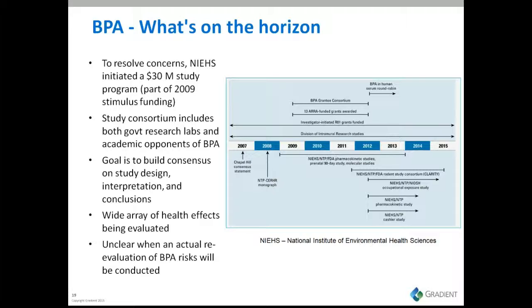But a wide array of health effects have been evaluated. The results have been published starting in about 2013, but it's unclear at this point when they're actually going to take all that information and reassess the health risks of BPA. So we're still kind of waiting on the end result of this whole process. So we'll see what happens there.